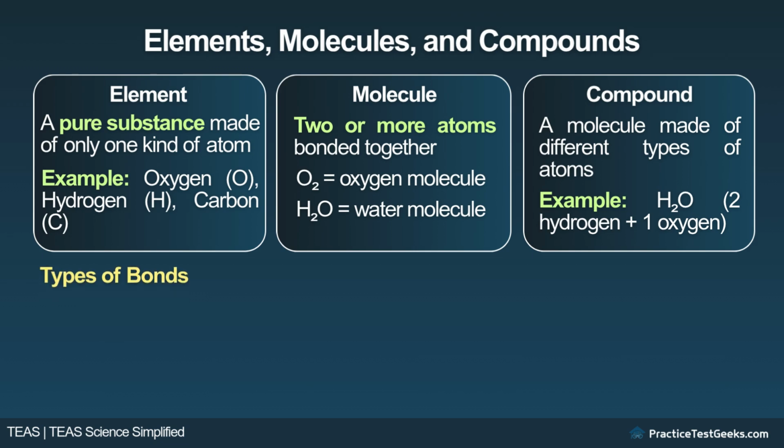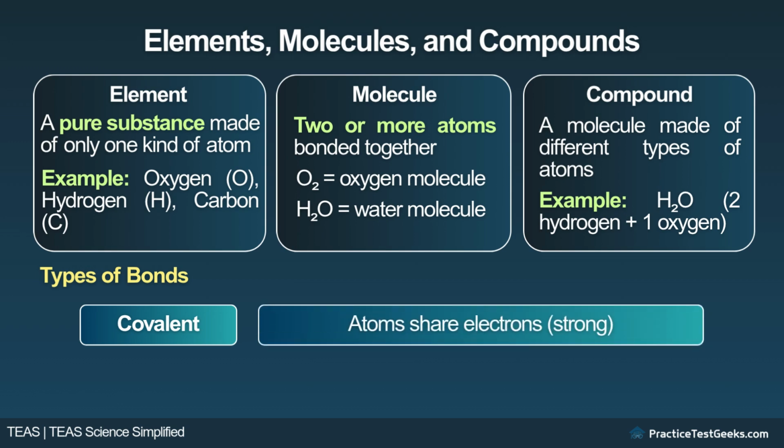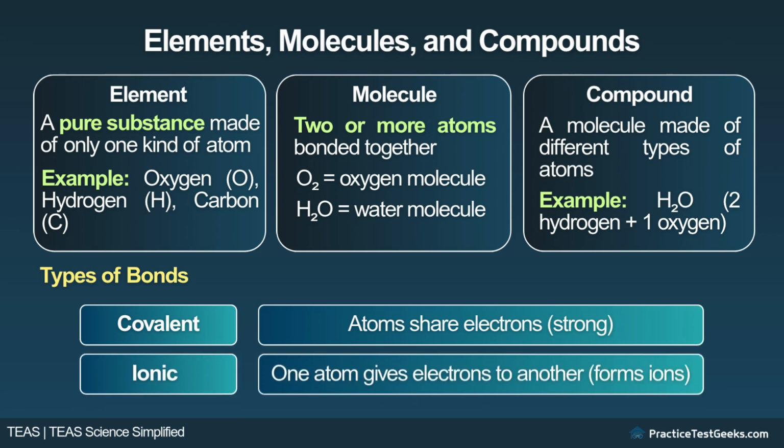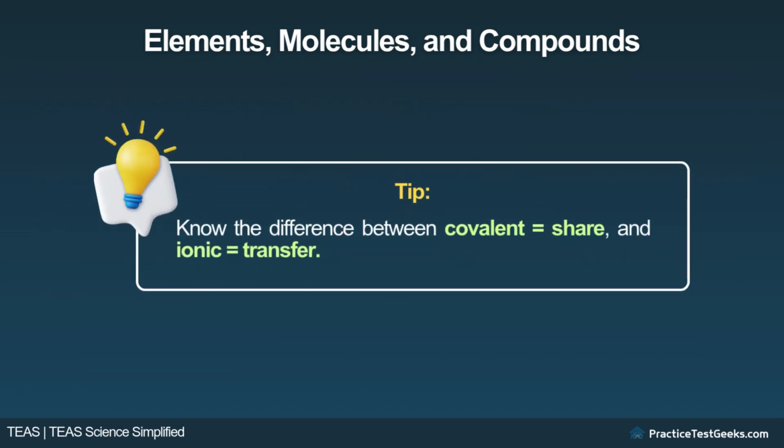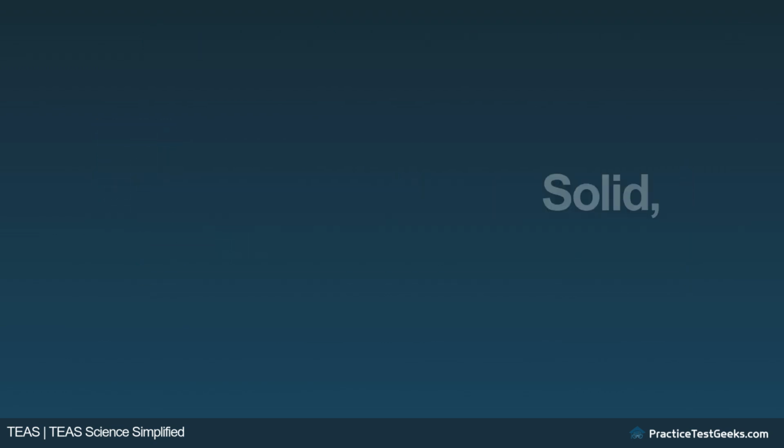Now, let's talk bonds, because atoms need a way to stick together. A covalent bond is when atoms share electrons. This type is strong and common in living things. An ionic bond is when one atom transfers electrons to another, creating charged particles called ions. Here's your TEAS tip: if you see share, think covalent. If you see transfer, it's ionic.